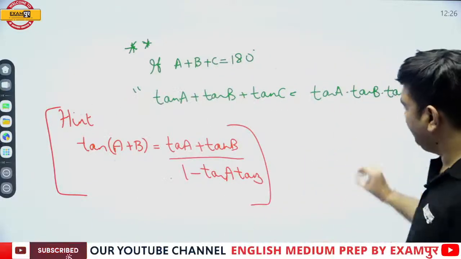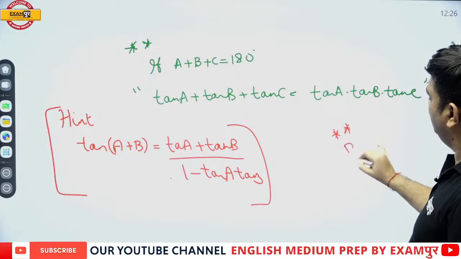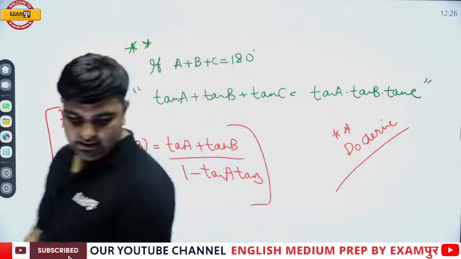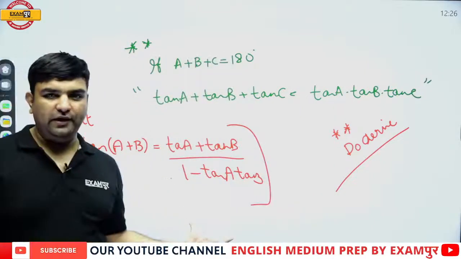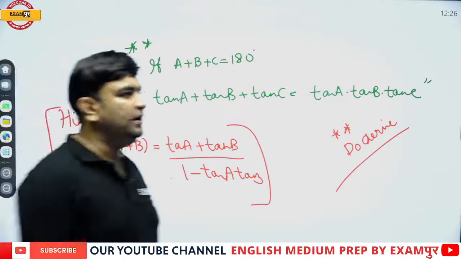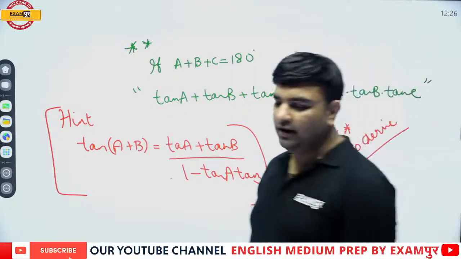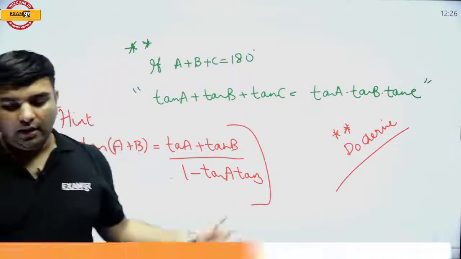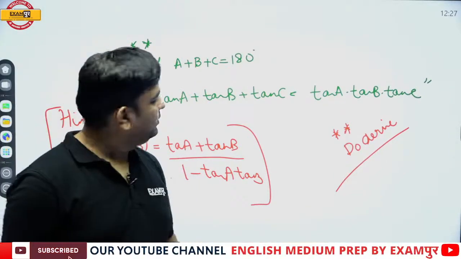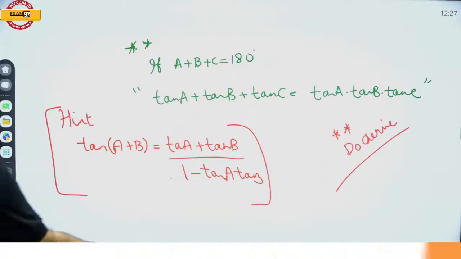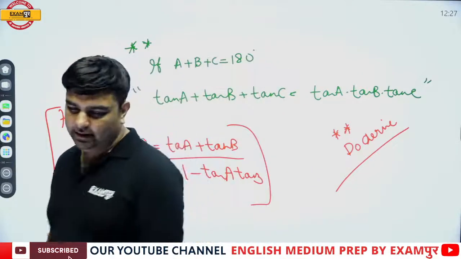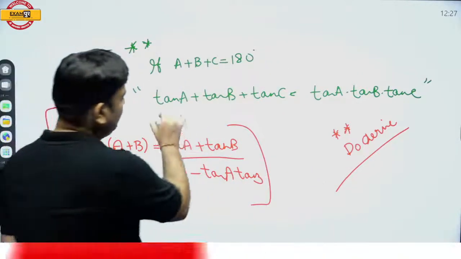Okay, derive it. You will gain a lot of confidence once you derive it. So tan A plus tan B plus tan C is equal to tan A into tan B into tan C. And what is the procedure to derive it? It's the tan of A plus B formula, which is equal to tan A plus tan B upon 1 minus tan A into tan B. Okay. Then Ram is writing one more relationship, that we will write later. As of now, write this one only.